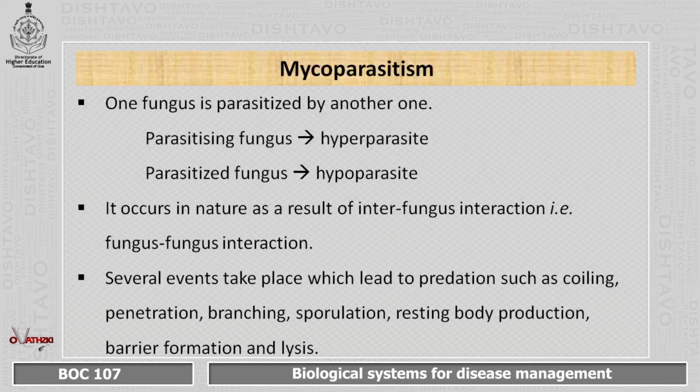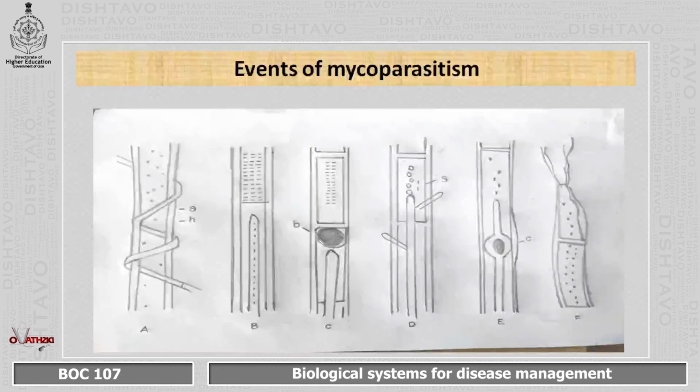Several events take place to lead to the predation, such as coiling, penetration, branching, sporulation, resting body production, barrier formation and lysis. So these are the various methods. Here you can see the events of mycoparasitism and how they work.